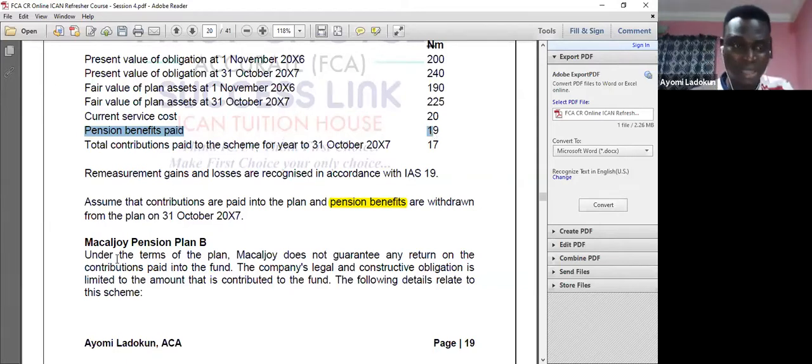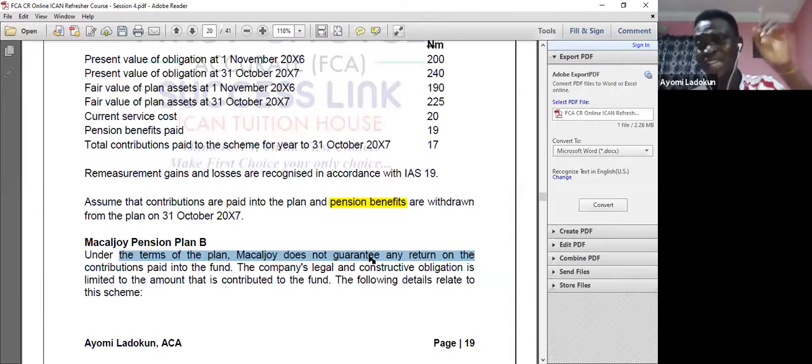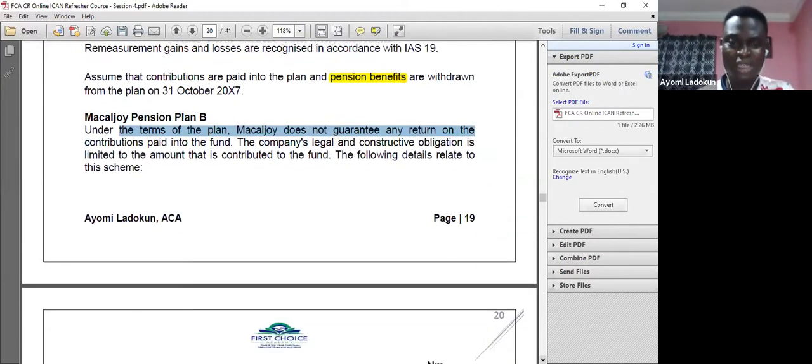Okay. Now it said under Plan B, what happens? It said under the terms of this plan, Maka Joy does not guarantee. Can you see that? It does not guarantee. So what does that mean? This is the defined contribution plan. So let's go to the requirement.